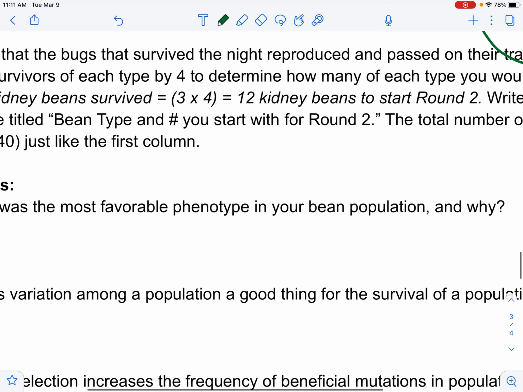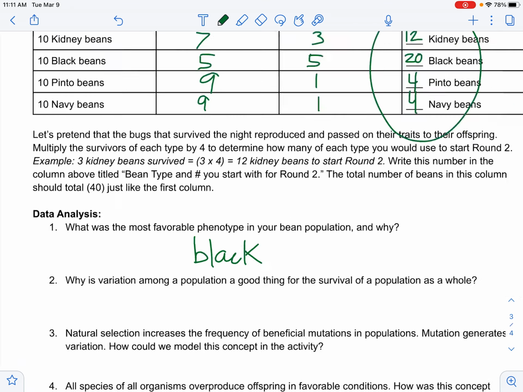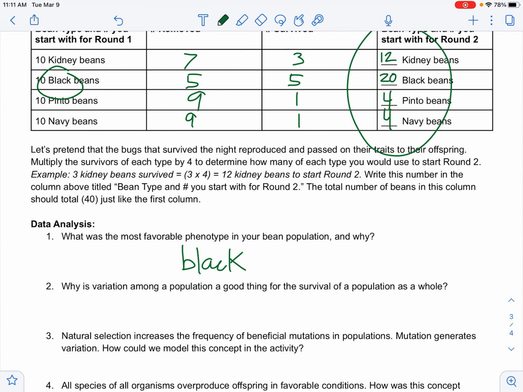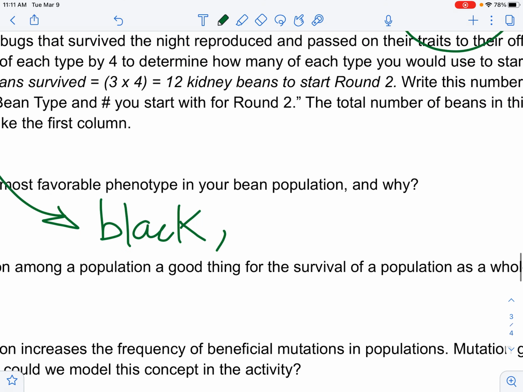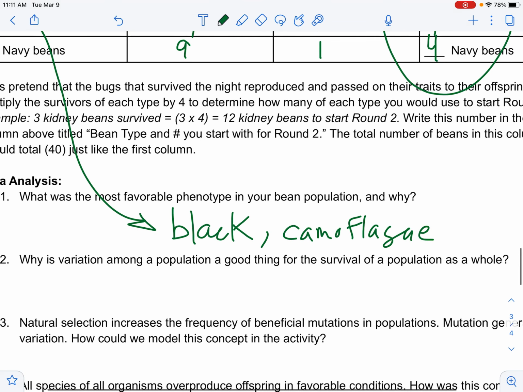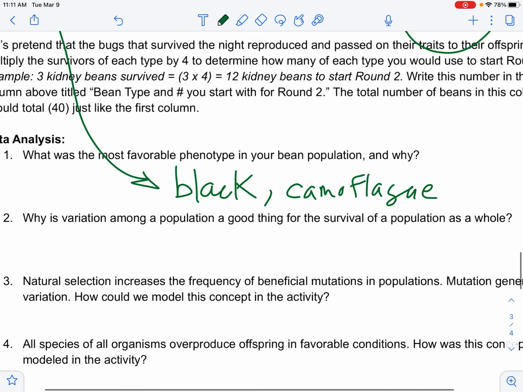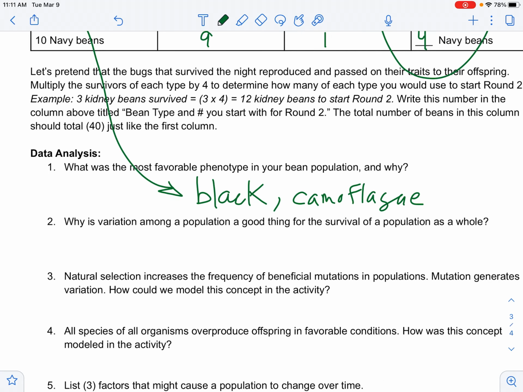I would say probably the most favorable phenotype would be that the coloration of the black beans tended to, on the black background, help those to survive and blend in. Why? Because it was camouflage. Oh my gosh, I don't know how to spell camouflage. Maybe that's probably not how it's spelled. They blended in. Why is variation among a population a good thing for the survival of the population?